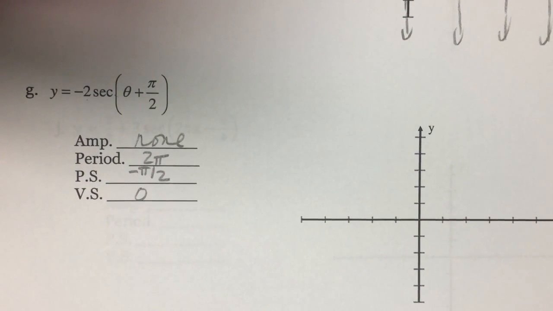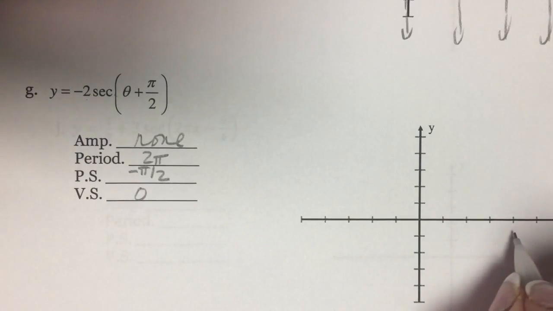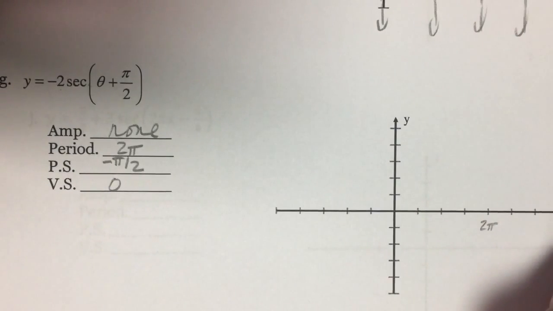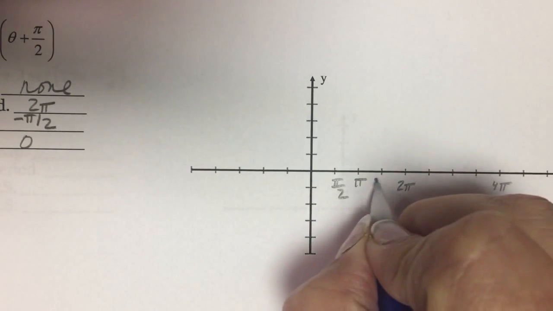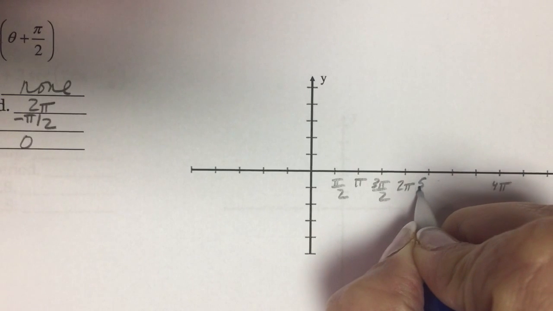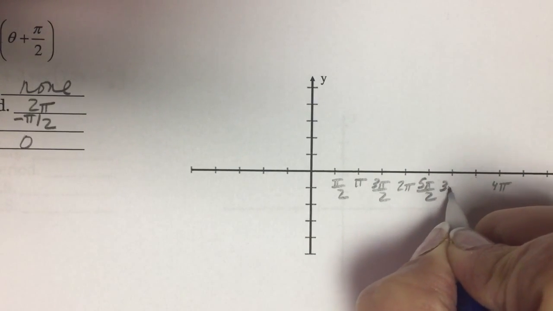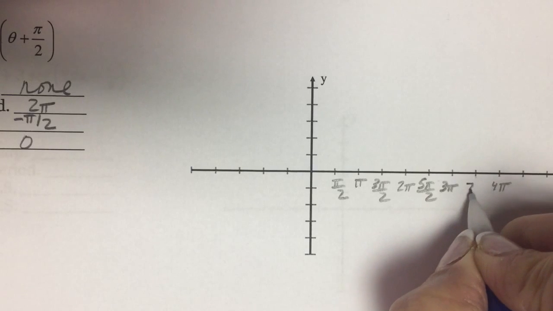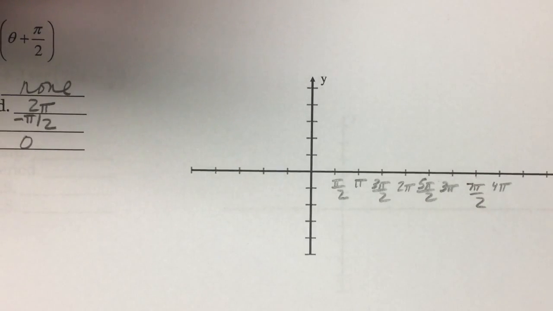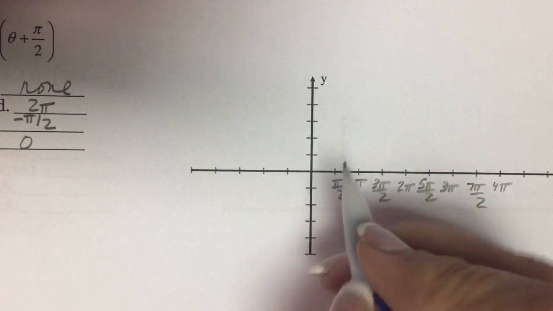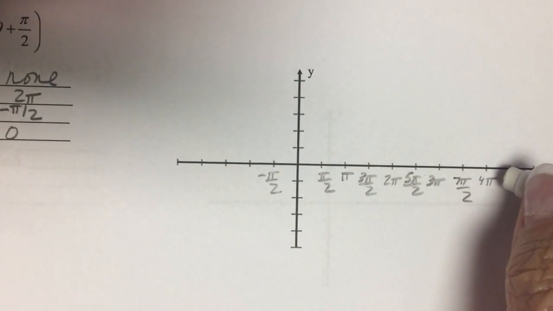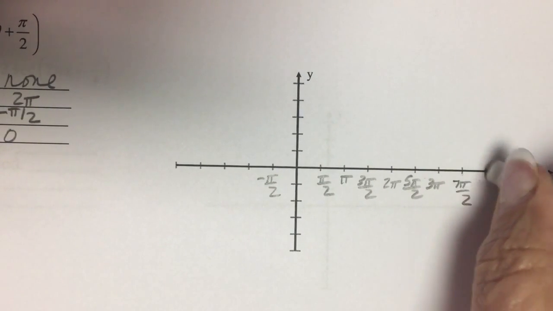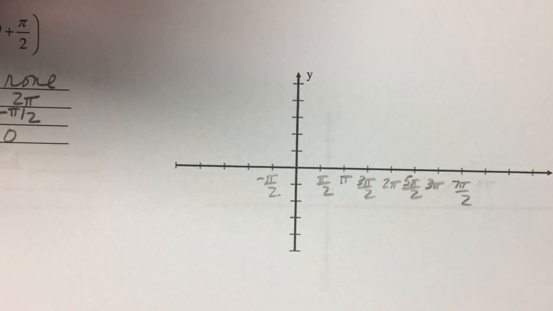So let's go ahead and put in our quarter marks first. Since our period is 2 pi, we're going to have a 2 pi there, 1, 2, 3, and a 4 pi out there. And we have a pi over 2, a 3 pi over 2, a 5 pi over 2, a 6 pi over 2, and a 7 pi over 2. Now there is a phase shift of negative pi over 2, so I'm going to put that in here, which means I'm also going to erase this last one so I don't accidentally use it. Okay.